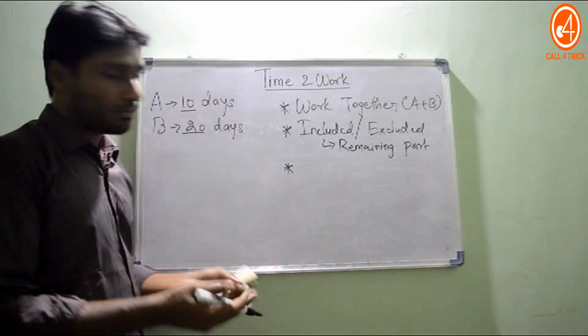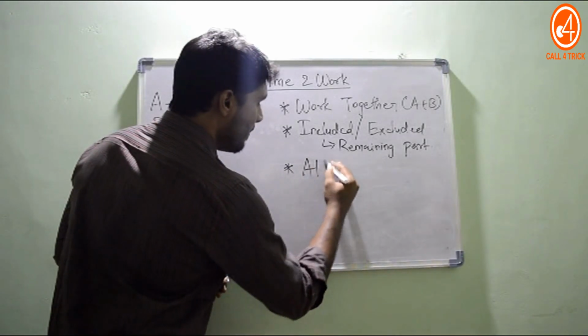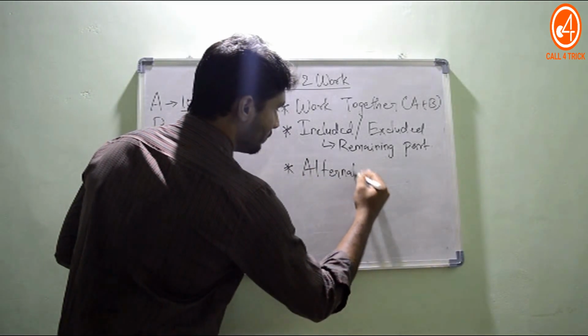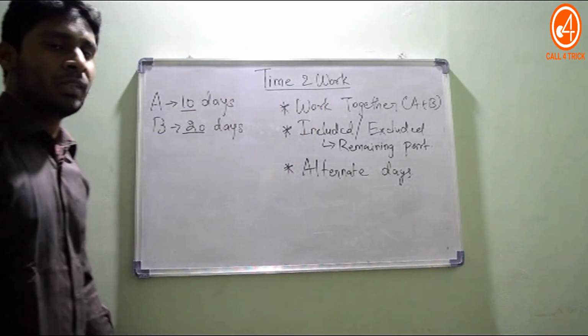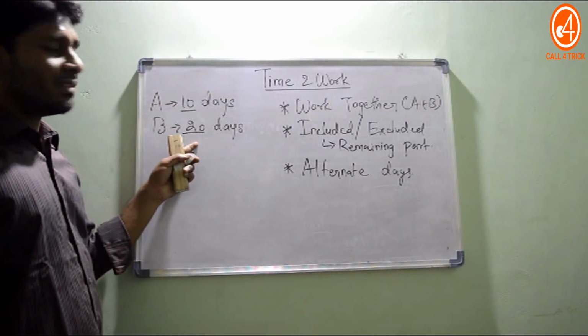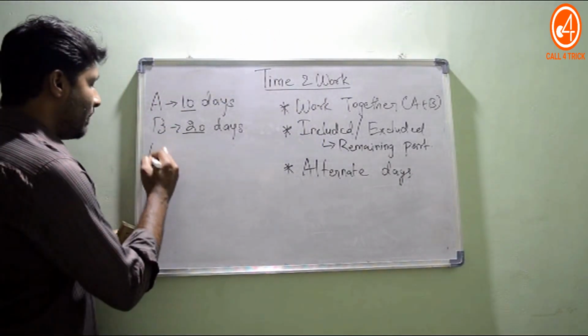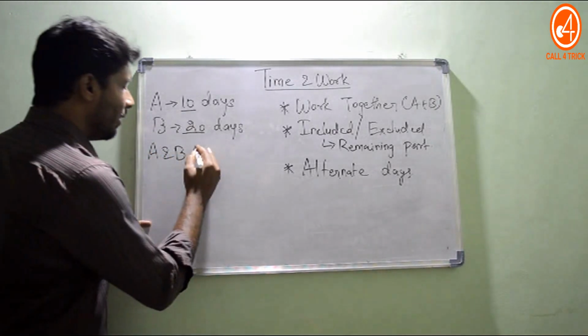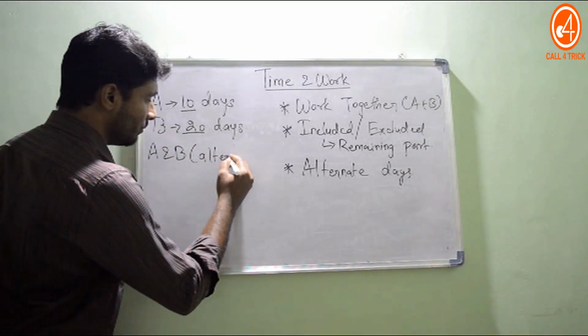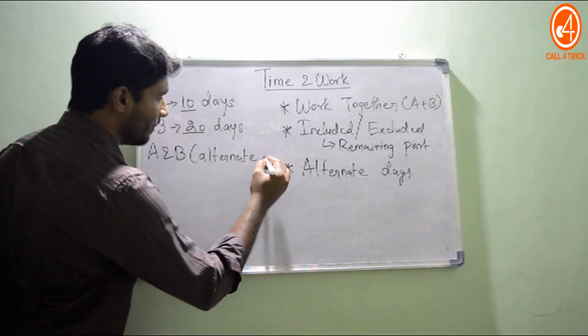working on alternate days. Got it? Again, what does alternate days mean? What does alternate days mean? I'm going for the same question. A in 10 days, B in 20 days, and if it is so, A and B work together. They actually work together, but they work on alternate days alone. If this is so, what can be the answer?